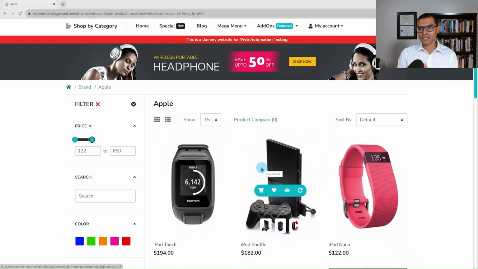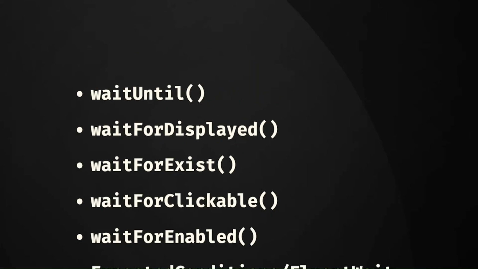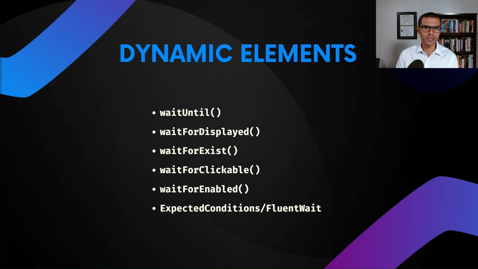Now, this is an example of AJAX working on a website. Instead of refreshing the entire website, it's only refreshing a certain section of the website. Now, for this type of elements, it's important to note that you have different strategies to wait for them using WebdriverIO. Here are some ideas on how you can handle this type of scenarios.